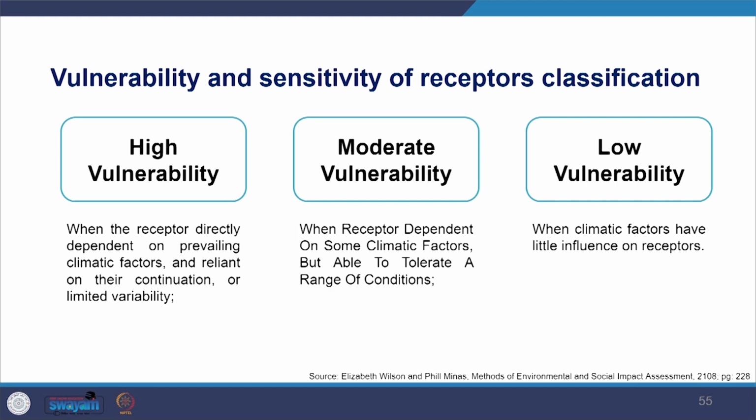High vulnerability would indicate the receptors are directly dependent on prevailing climatic factors. So, they are dependent on that, and any kind of variation on that would be significant, as there is limited variability. Then you look at moderate vulnerability when receptors depend on some climatic factors. So, they are not completely dependent on that, but they will be able to tolerate a range of conditions and changes in the conditions. Then you look at low vulnerability when climatic factors have little influence on the receptors. So, maybe they could adapt to the changes that happen here.